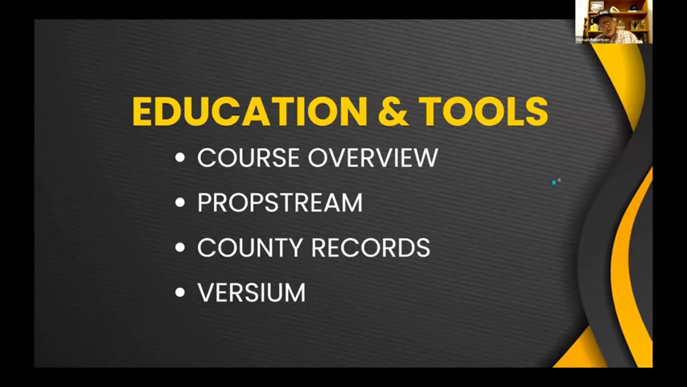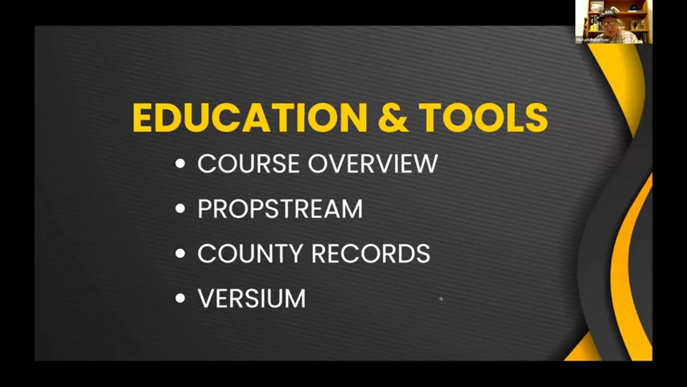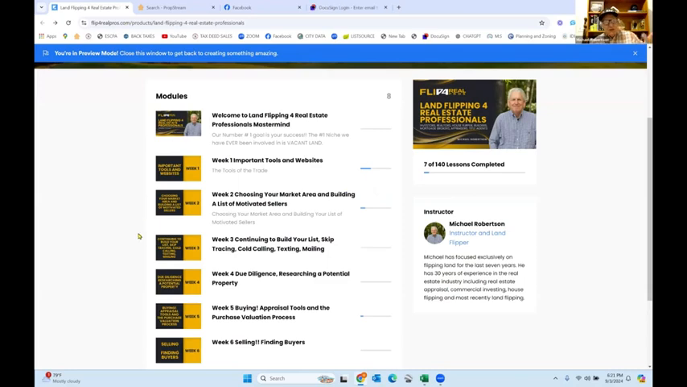Just an overview. I would just want to show you some of the content we have and some of the tools I use, and just do a brief overview of the course, PropStream that we use. I use county records quite a bit, and Versium is a tool that helps us build some of these lists. So, okay, this is an overview of the course.